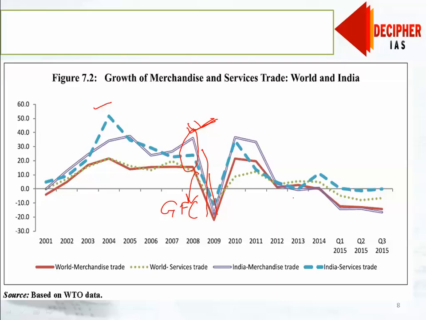And now, if you see 2014, it was just about to get into the negative territory. After 2014, in quarter 1 of 2015, it goes into the negative territory, and in the second it is stabilized, and in the third quarter it again went into the more negative territory. Now world merchandise trade and India's merchandise trade, see here, it is in negative territory, but in services it is a little bit better but not very good, you can say.